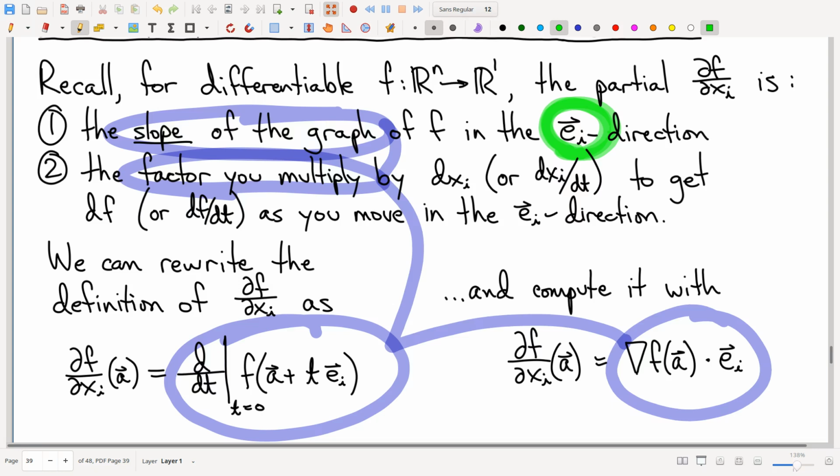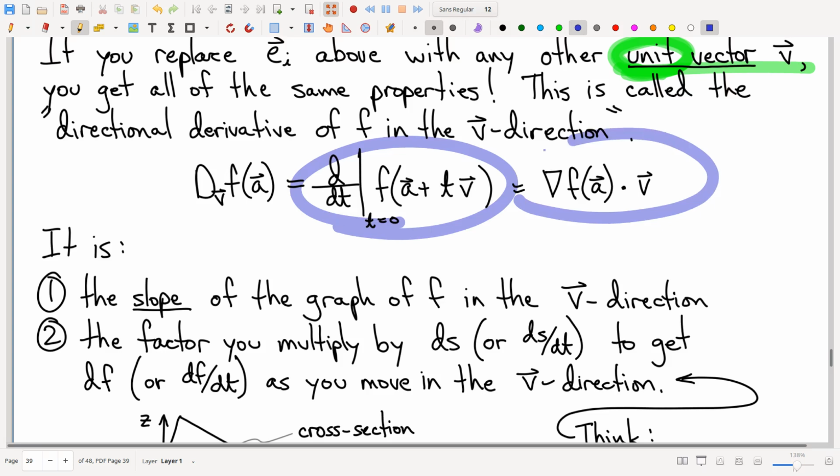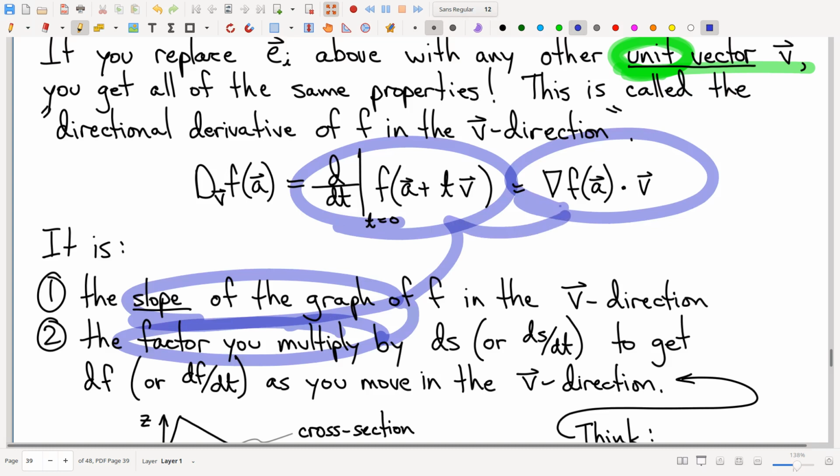So the pitch I want to claim is that these four things are not just equal to each other when you're looking at this unit vector. These four things are equal to each other for any unit vector. Take your pick. Doesn't matter. Any unit vector. Now it does have to be a unit vector. But assuming you have a unit vector, this thing and that thing and the slope of the graph and the multiplicative factor, these are all equal to each other.